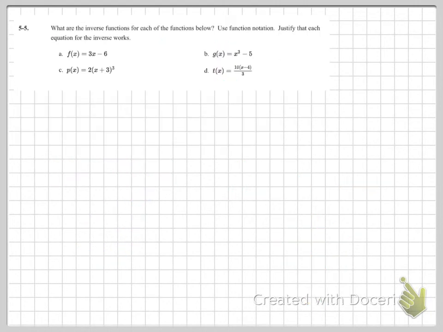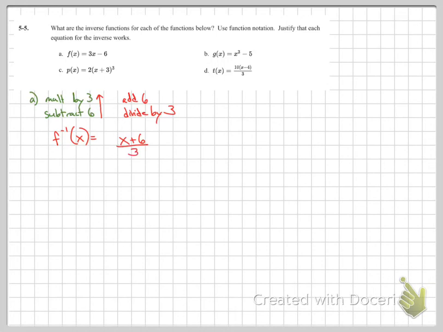Okay, what are the inverses and justify? So A, let's do A here. It says 3x minus 6. So it would multiply by 3. Then it would subtract 6. So if I'm doing the inverse, I need to go the opposite order and the opposite thing. So add 6, divide by 3. So that function was called f, so I'm going to write it as f inverse of x is going to be x plus 6 all over 3.